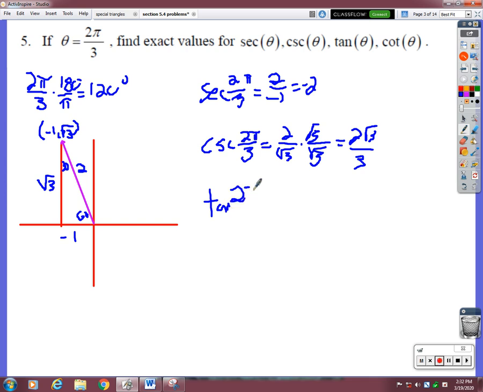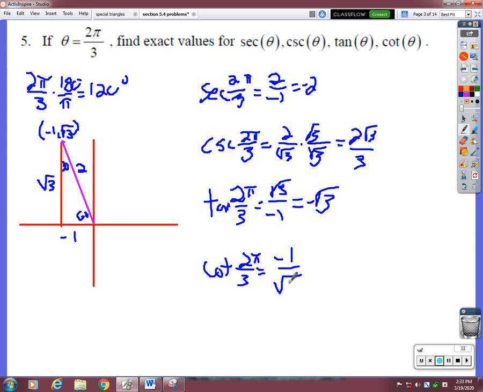Tangent of 2 pi over 3 is y over x, so that's root 3 over negative 1. Beautiful handwriting, love that. So that's negative square root of 3, and then finally cotangent of 2 pi over 3 is x over y. So that would be negative 1 over the square root of 3, or if you wanted to rationalize the denominator, that would work out to be negative root 3 over 3.